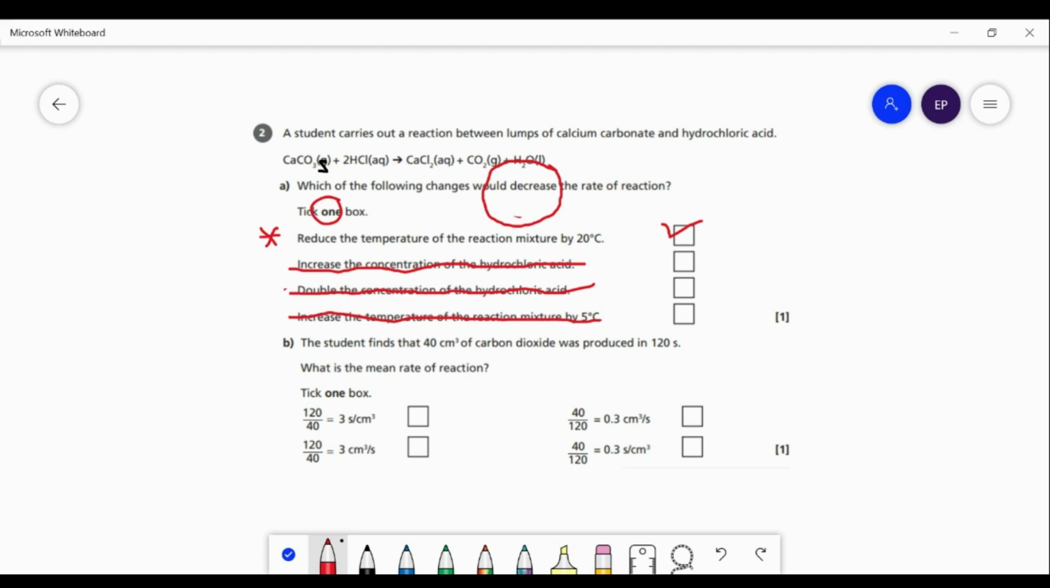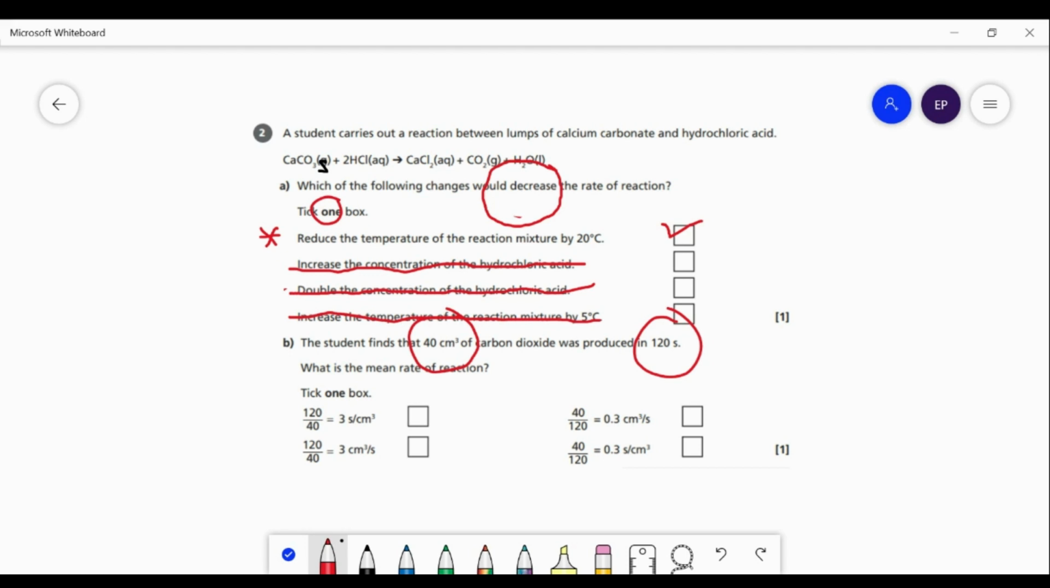B, the student finds that 40 centimetre cubed of carbon dioxide gas was produced in 120 seconds. What's the mean rate of reaction? So obviously the reaction will happen more quickly at the beginning when the reactants are there in higher concentrations, and as they get used up, then the rate of reaction would decrease, but thereafter just the mean rate of reaction.